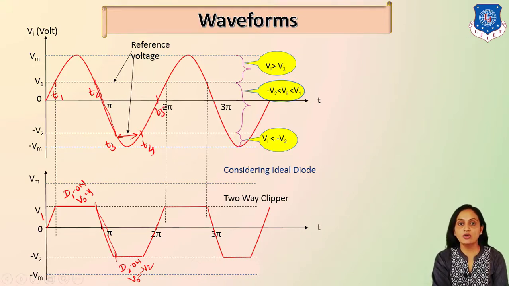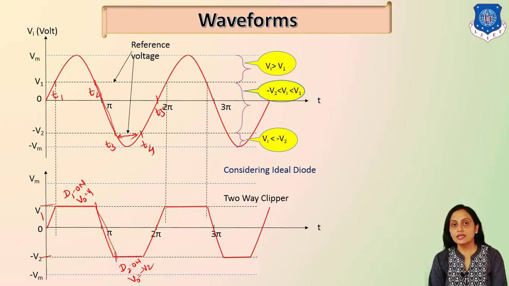So this is how the output voltage is plotted, and this is how you will find that the input signal is being clipped at the positive voltage level, that is V1, and at the negative level, from minus V2. So the input voltage is being clipped from the top as well as the bottom. That is why this is called the two-way clipper. So from both sides you will be able to clip a certain portion of the input.